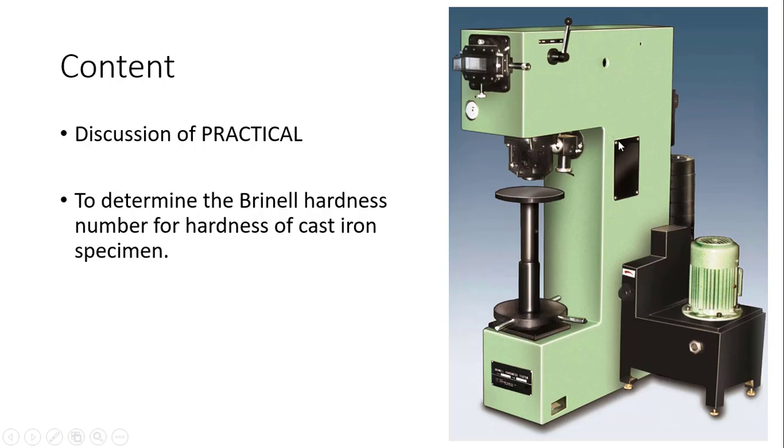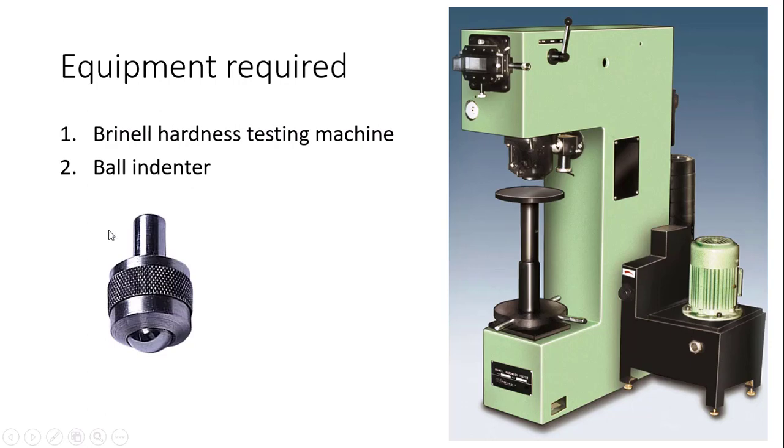This is the machine which is required. This is called the anvil, on which you are going to place your sample material of which you have to measure the hardness. This is the lever through which you put the load onto the material. We are using a ball indenter, which you can see over here. This ball indenter is to be fixed inside the jaw, and when you apply the load through this load lever, the ball indenter will press the material and give an impression onto the material.